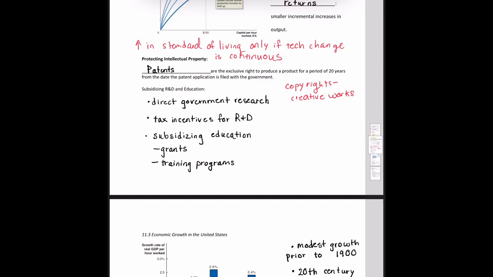Subsidizing education: in order to perform R&D, workers have to be trained, right? If companies provide the training to the workers, they're able to recoup the cost by essentially adjusting salaries accordingly, and the solution to this problem would be to subsidize education through grants and other training programs, such as reimbursement of tuition costs, things like that.